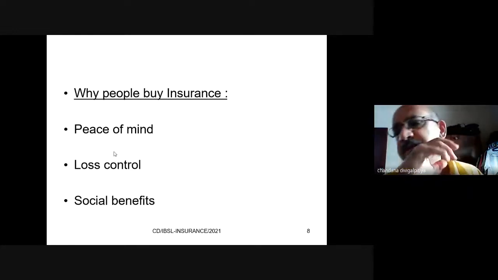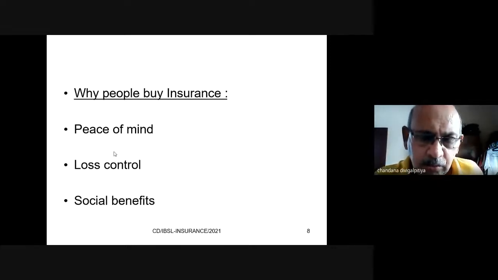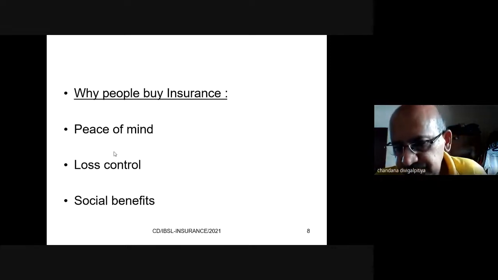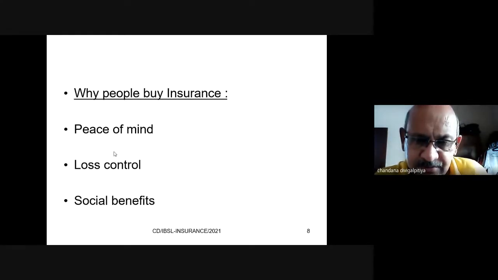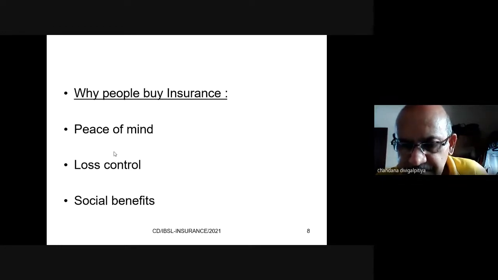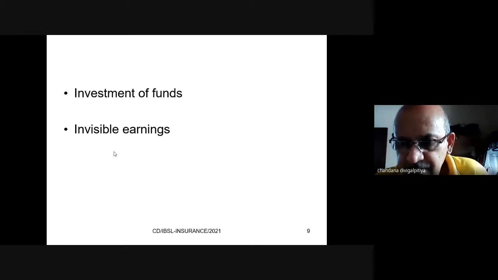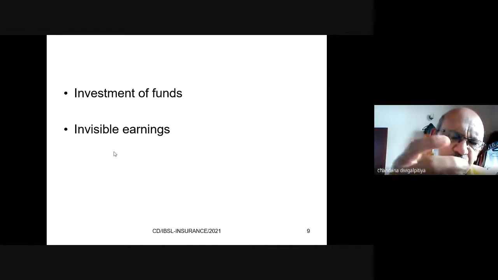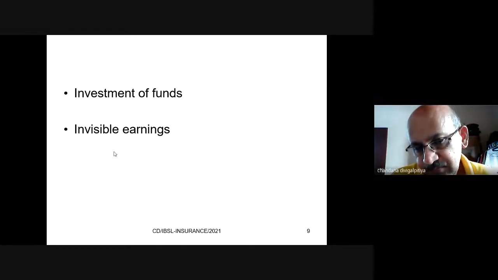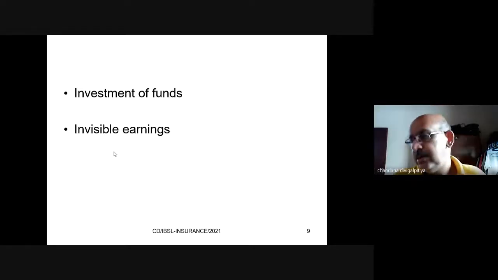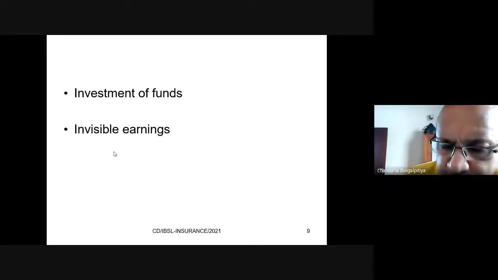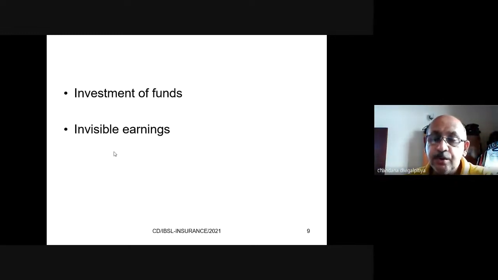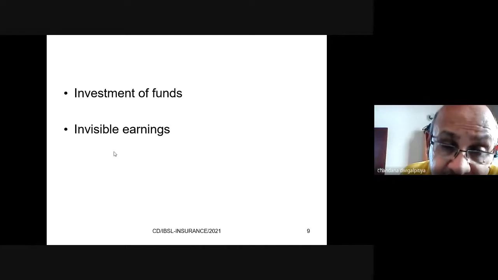Social benefits. Social benefits means, for example, it gives employment, it provides investment. Those are a lot of things where you can't see it face to face. Investment of funds: insurance companies collect huge millions of premiums. Those funds could be invested in the stock exchange or government bodies as per the regulations given by the regulatory commission, IRCSL, which we'll do later.